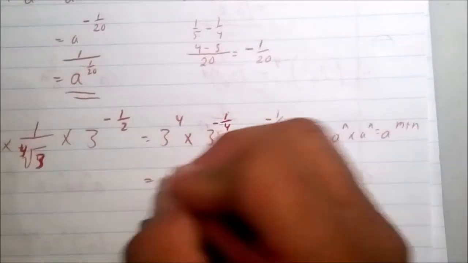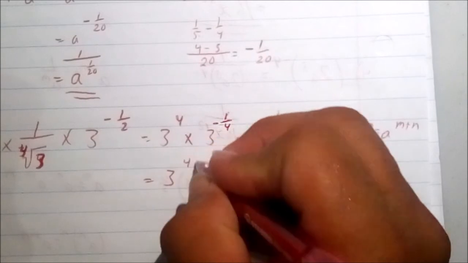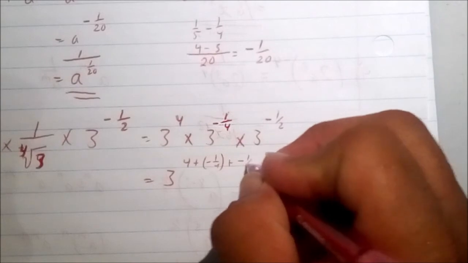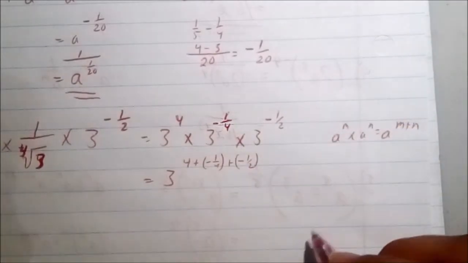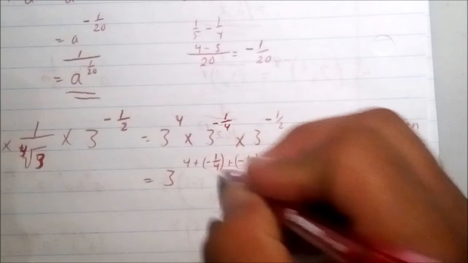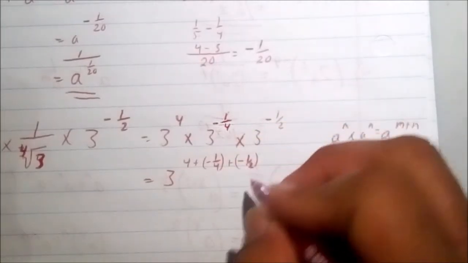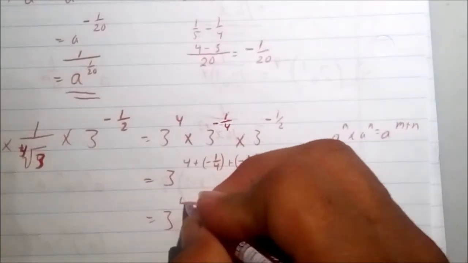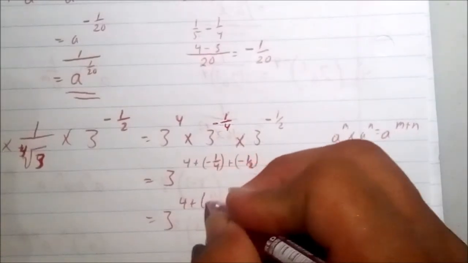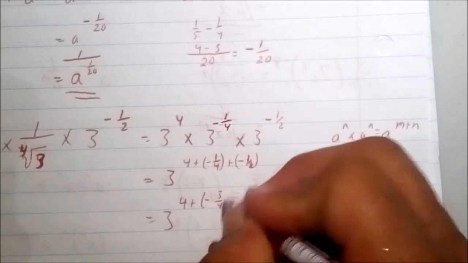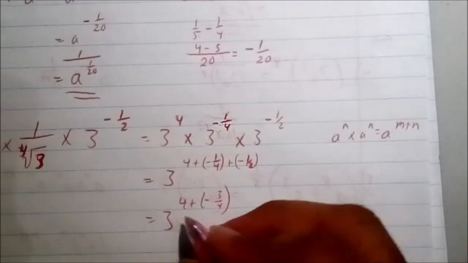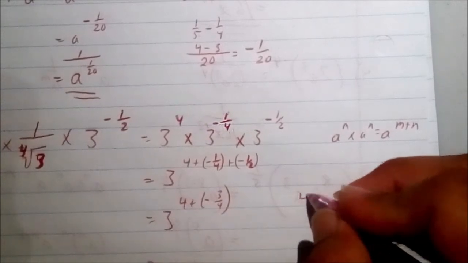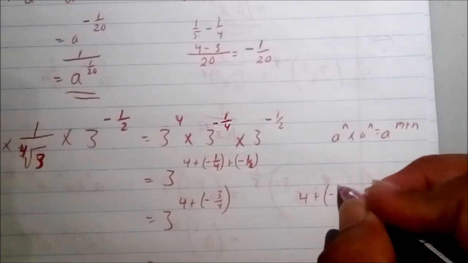So this is what you do here. You keep the 3 and we'll say 4 plus a negative 1/4 plus a negative 1/2, because that's what the rule says. So this is plus 1/4 plus 1/2. You keep the base, and when you add this up, you end up with 4 plus negative 3/4. Then you add the 4 plus the negative 3/4.